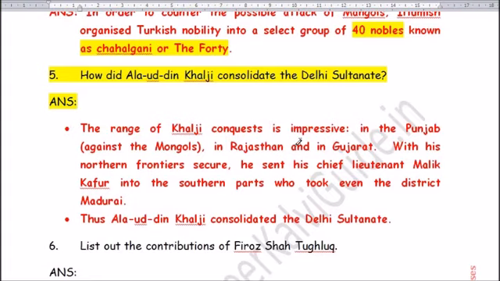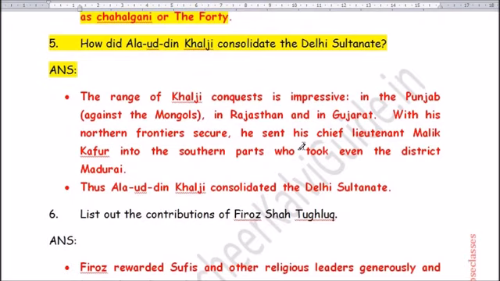The range of Khilji's conquest is impressive: in Punjab against the Mongols, in Rajasthan and in Gujarat. With his northern frontiers secure, he sent his chief lieutenant Malik Kafur to the southern parts of India, who took even the district of Madurai. Thus, Alauddin Khilji consolidated the Delhi Sultanate.